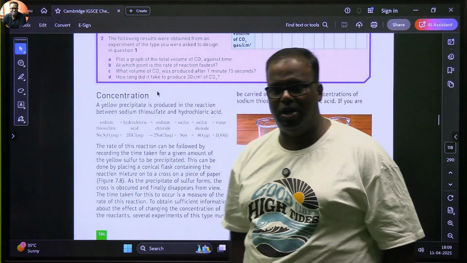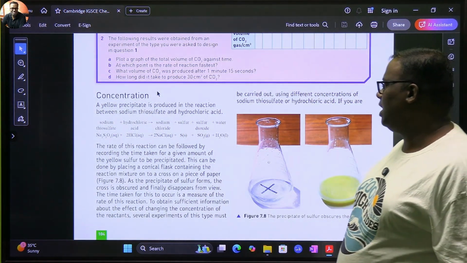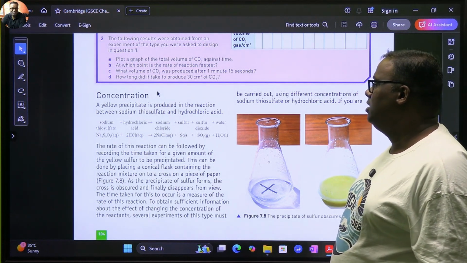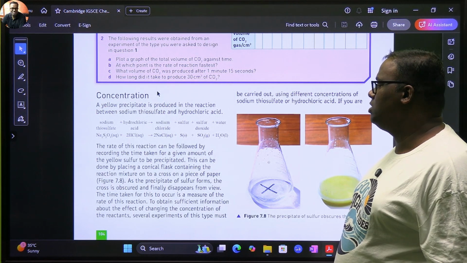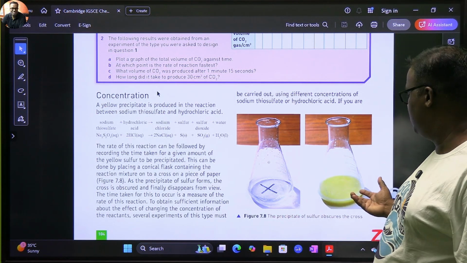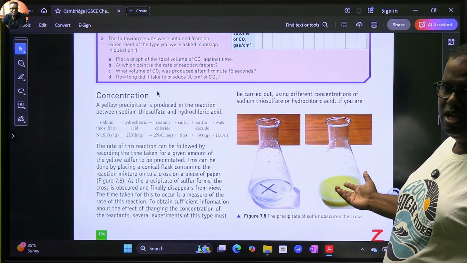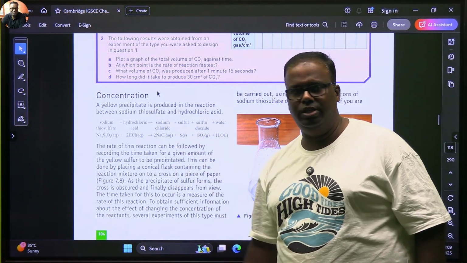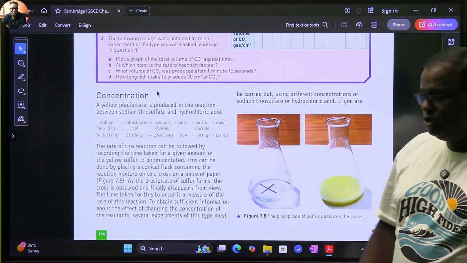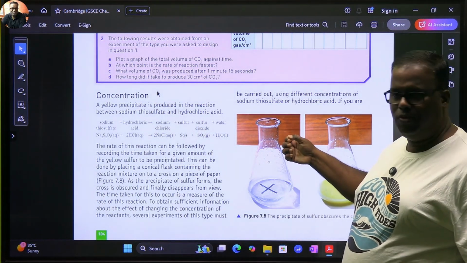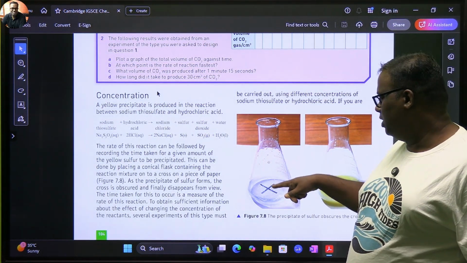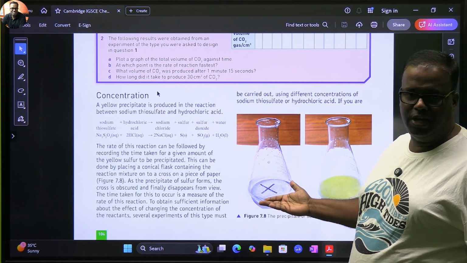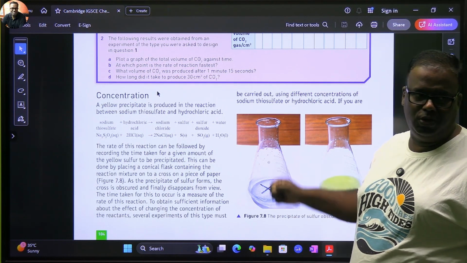Now, it says the rate of this reaction can be followed by recording the time taken for a given amount of the yellow sulfur to be precipitated. Sulfur is always yellow in color and sulfur is going to precipitate out. That's why they have written solid. It will settle below. So what we do, we take a conical flask and we put a cross symbol on a piece of white paper, and on that we keep the conical flask.